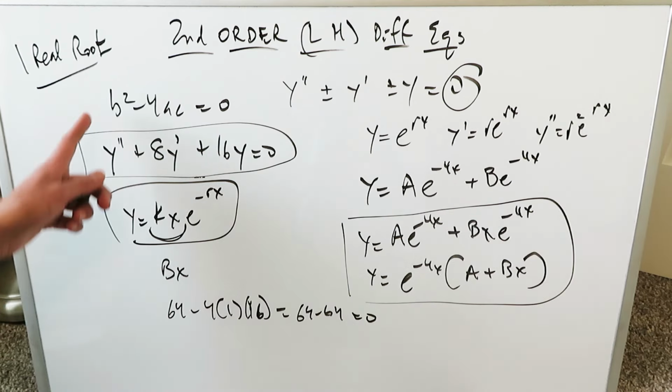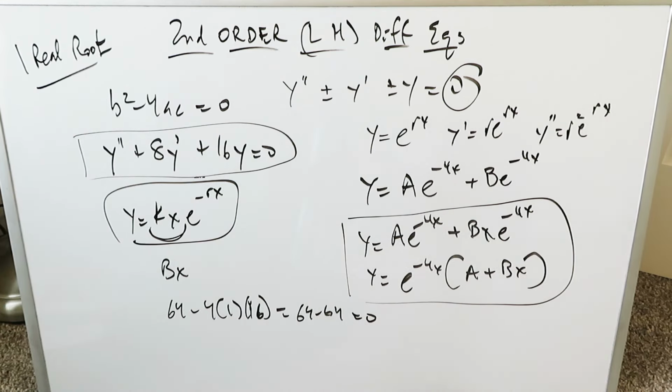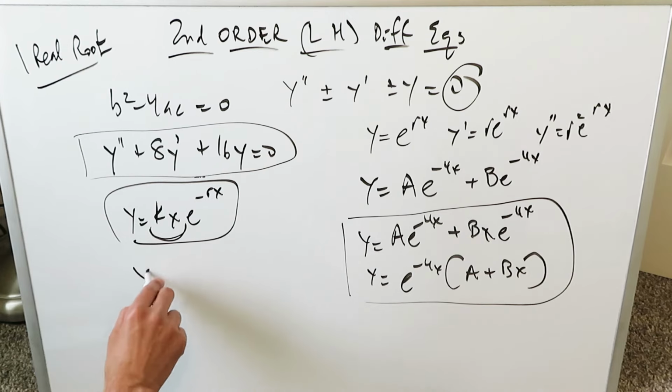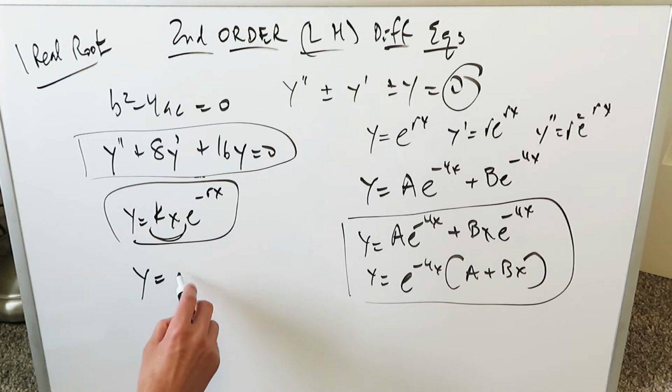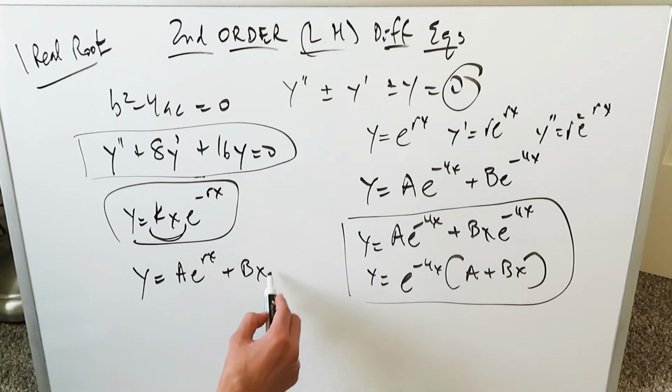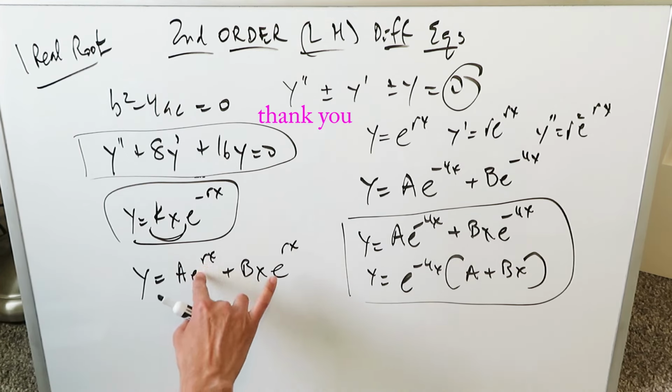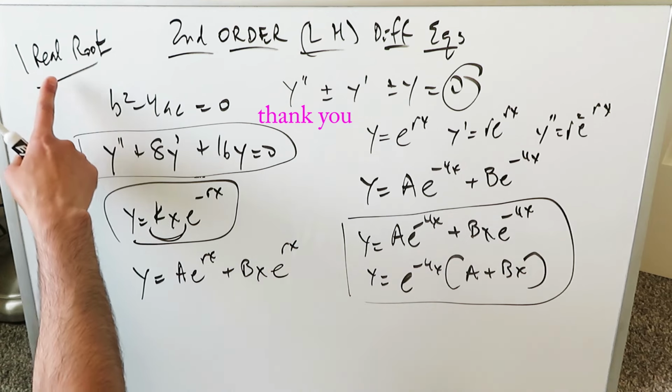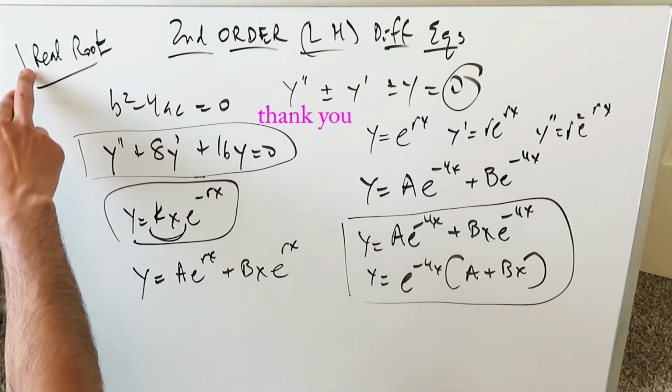Indeed, we have this specific format coming into play, and you will remember this template now. When you have one real root, you're looking at something which is a e to the rx plus bx e to the rx. These will be identical r values because you have two identical solutions, but they count as one real root.